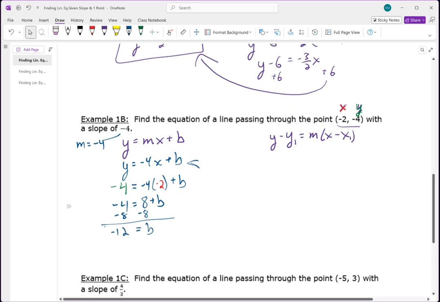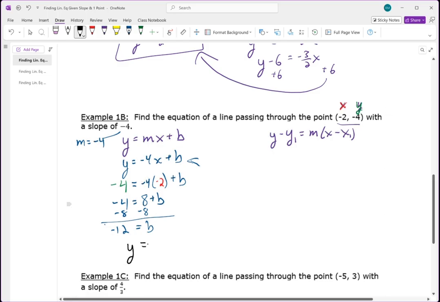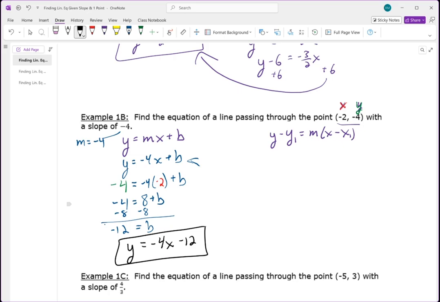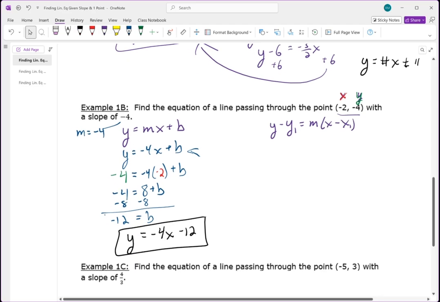Now the key thing you have to remember once you get there is you need to actually write the equation out, with -4 being my slope and -12 being my y-intercept. Every equation you write should end up with y equals a number times x plus a number or minus a number.